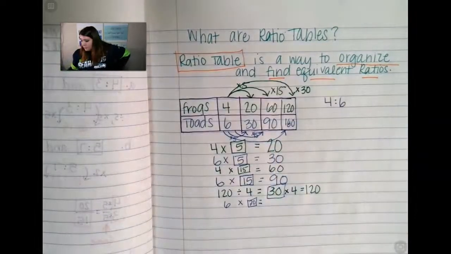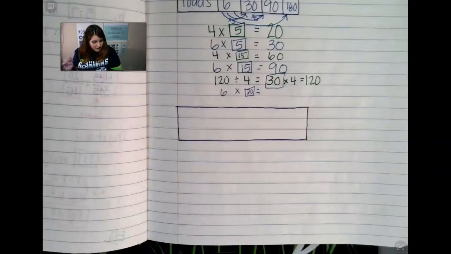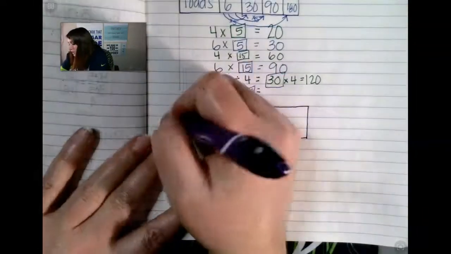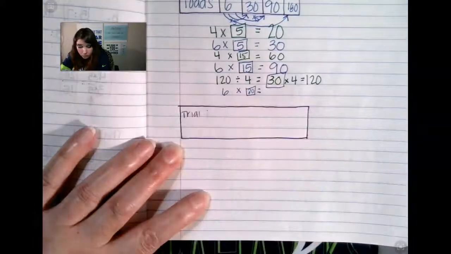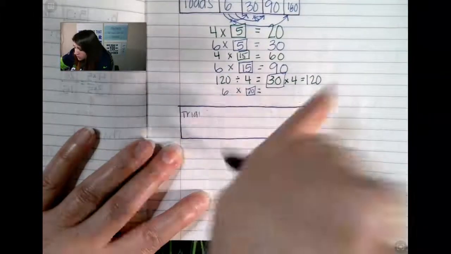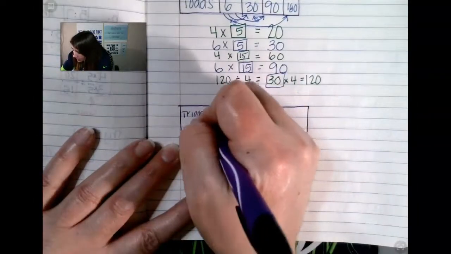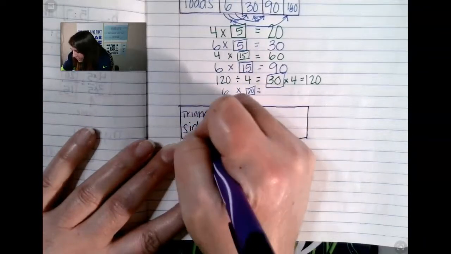All right, let's do another one together. In this ratio table, we are going to compare triangles to sides. So triangles, two sides. Oh, that pen is toast. Okay, ready? Triangles, two sides.